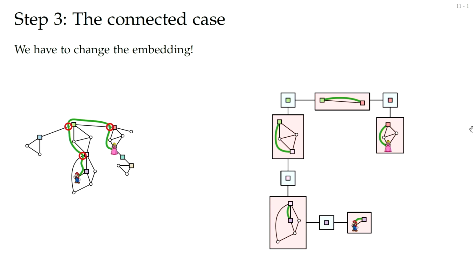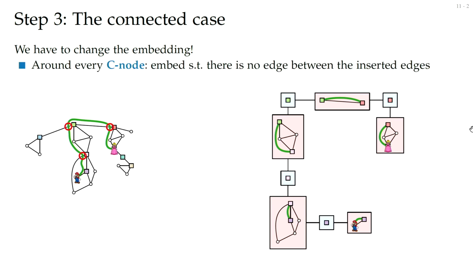So we look at every cut vertex on the path. And for every C node, we want to embed all the blocks around it such that there's nothing between these 2 green edges. So in this case, this would mean we want to embed this in a way such that we go here, and then we can go here without any crossing in between. And we can do that by just flipping this whole thing, and then we get this. And we got rid of 1 crossing.